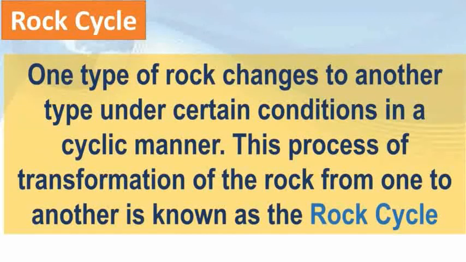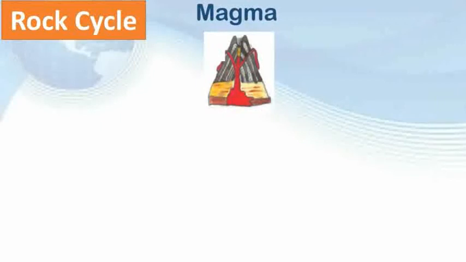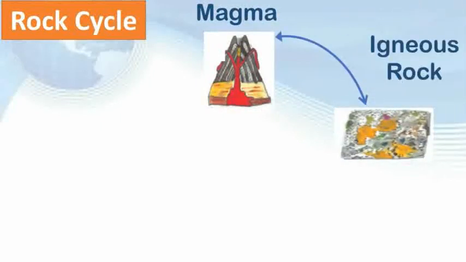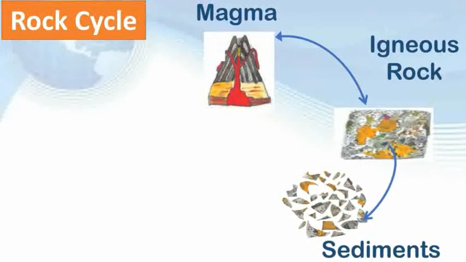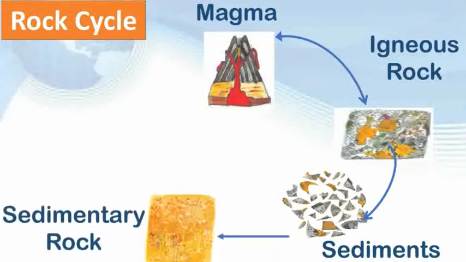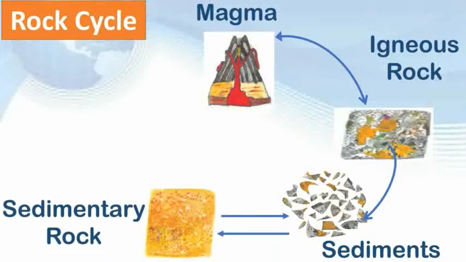Now, next is the rock cycle. One type of rock changes to another type under certain conditions in a cyclic manner. This process of transformation of the rock from one to another is called rock cycle. When molten magma cools, it solidifies to become igneous rock. When igneous rocks are broken down into small particles, they are transported and deposited to form sedimentary rocks.